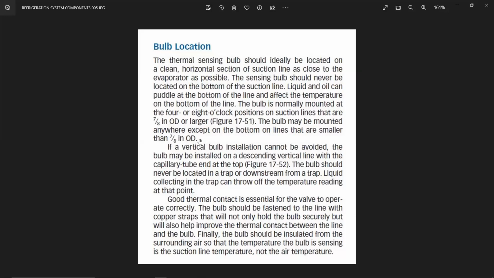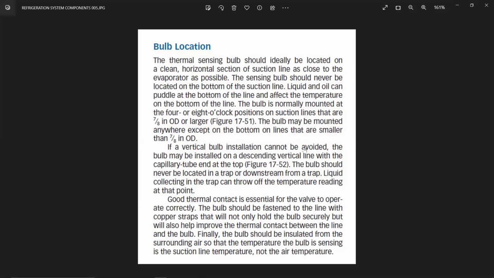That means अगर 7/8 inches से smaller है, so anywhere except the bottom, otherwise it can be at 4 o'clock or 8 o'clock positions. Means if you make a circle, then anywhere at the 4 o'clock position or 8 o'clock position, it may be there when the larger lines are there, but on smaller lines anywhere except the bottom.